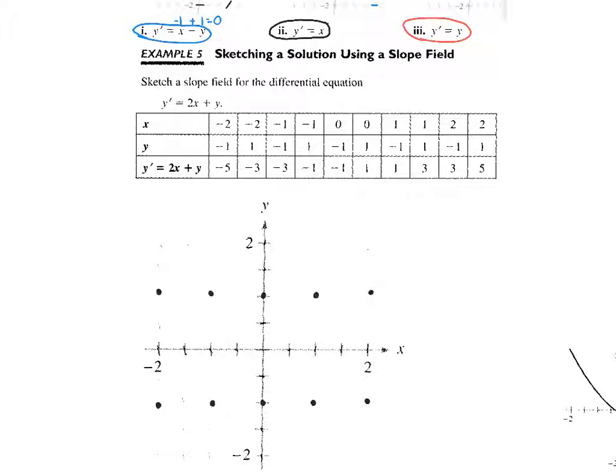And then you'll notice at -2, oh wait, that was at -1, sorry. That's down here. Okay? At -2, +1, and also -1, -1, I have a slope of -3. So I'm making it just slightly less steep.